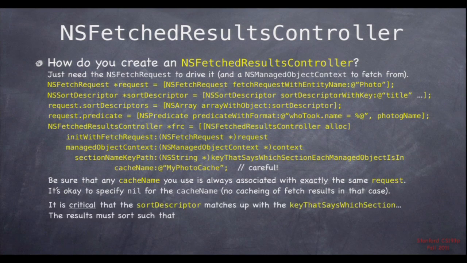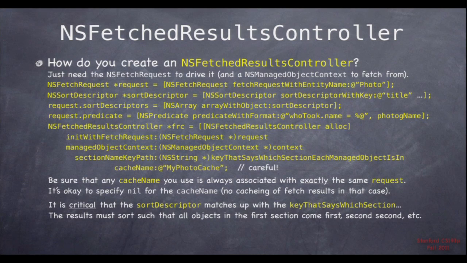The second thing is the argument key that says which section each managed object is in. Okay, that's just an attribute on the objects, photos in this case, has to be an attribute of the photos. And that attribute, if I ask it about a photo, it's going to tell me the section title. You know how tables can be organized into sections, right? Remember, we talked about that? So this is going to be the title of the section.